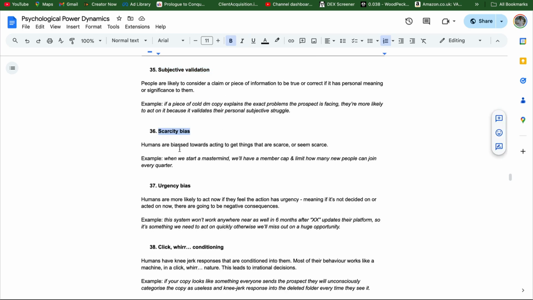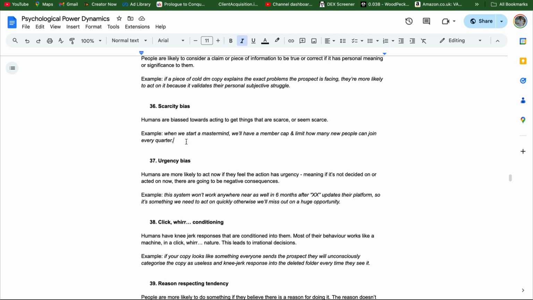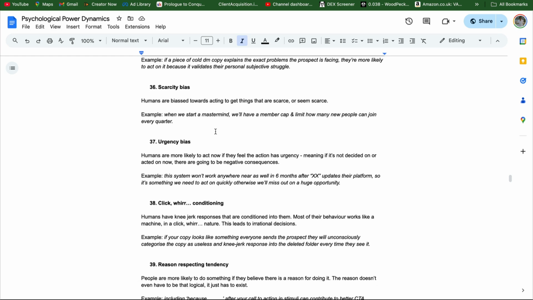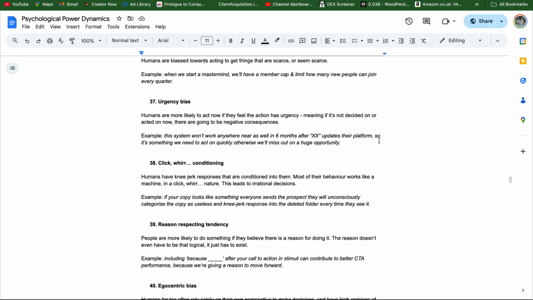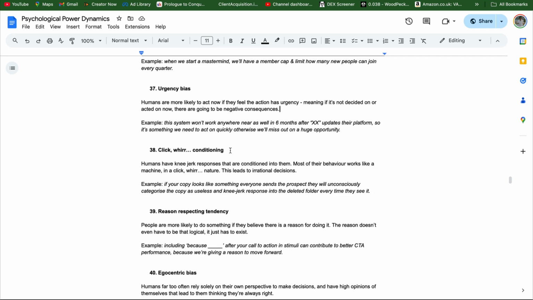36, scarcity bias. Humans are biased towards acting to get things that are scarce or seem scarce. Example, when we start a mastermind, we'll have a member cap and limit how many new people can join every quarter. Number 37, urgency bias. Humans are more likely to act now if they feel that action has urgency, meaning if it's not decided on or acted on now, there are going to be negative consequences. Example, this system won't work anywhere near as well in 6 months after XX updates their platform. So it's something we need to act on quickly, otherwise we'll miss out on a huge opportunity.